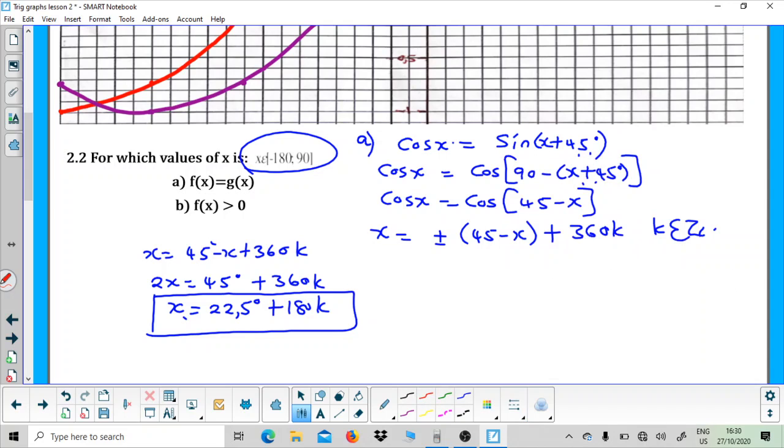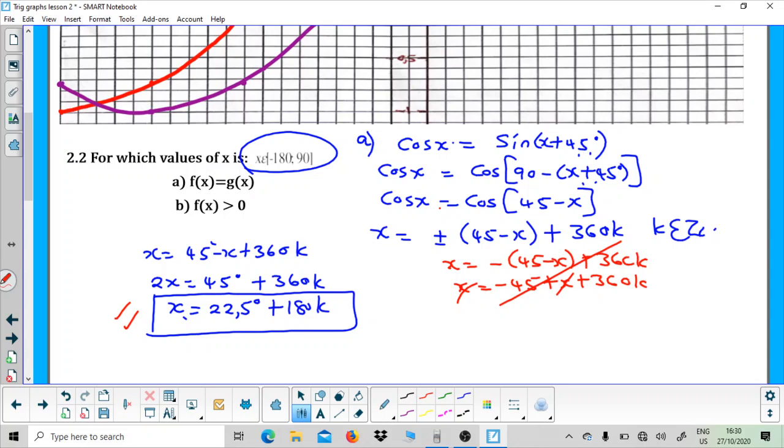Let's work with the negative sign and see what happens. If I take negative and say x is equal to negative of 45 minus x, plus 360k, does it even solve? So here we have x minus 45 plus x. Okay, nothing is going to come out of this one. Can you see that the x will cancel on both sides, and if we are not solving for x, then what are we doing? If x cancels, then there is nothing left. So we have this general solution to work with.